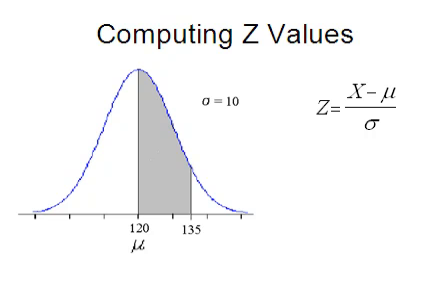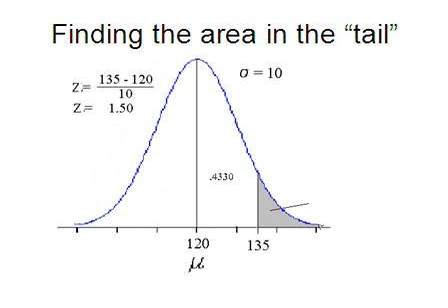Now, computing z-values, we use this little formula here to compute them. We take each x minus the mean and divide it by the standard deviation. So if the standard deviation is 10, and I wanted to find the area under the curve between 120 and 135, what is the probability that I would select a number at random and get a number between 120 and 135? I would compute the z-value of that number 135 as 1.5, and then I could look that up in the table in the back of the book.